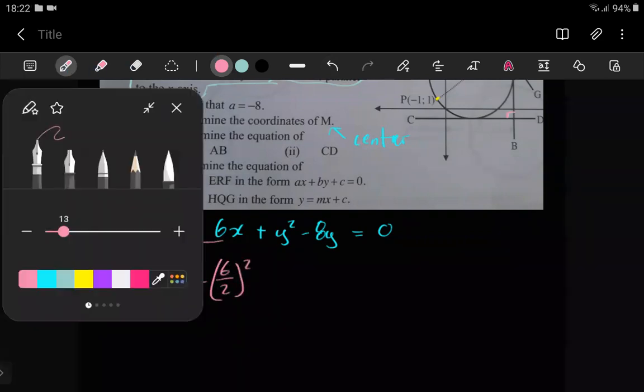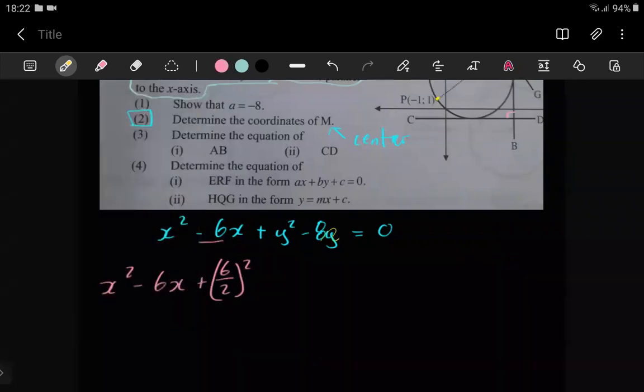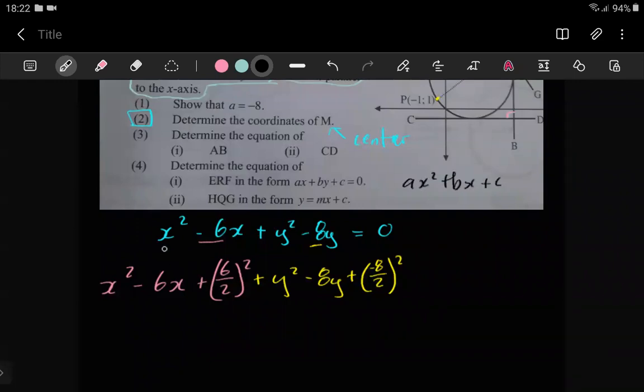And then you do the same for the y. For the y, its b value is -8 here. So for the y, you also just take the b value, divide it by 2, and then square it. Whatever the sign is in front, you take it with. Remember, a quadratic equation is always in the form ax squared plus bx plus c. So this one, you can look at as a quadratic equation where the b value is -6. Same here, you can look at the b value as -8.